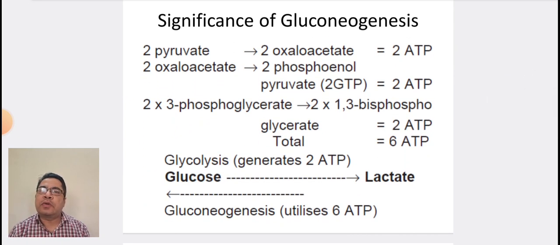2 pyruvate converts to 2 oxaloacetate and 2 ATPs are used. 2 oxaloacetate is converted to 2 phosphoenol pyruvate and 2 ATP are used. 2 3-phosphoglycerate are converted into 2 1,3-bisphosphoglycerate and this also uses 2 ATP. So in total 6 ATP are used. On the other hand, glucose is converted to lactate and later gluconeogenesis utilizes 6 ATP.